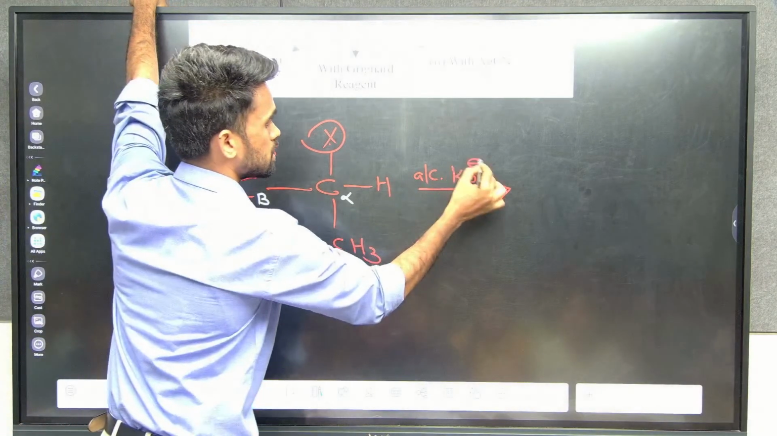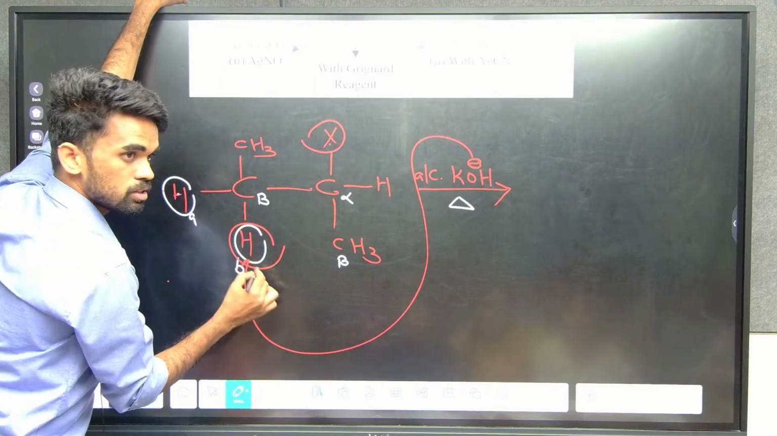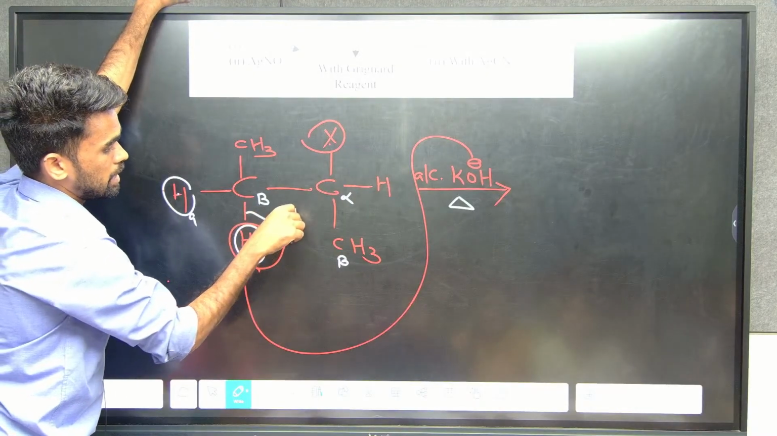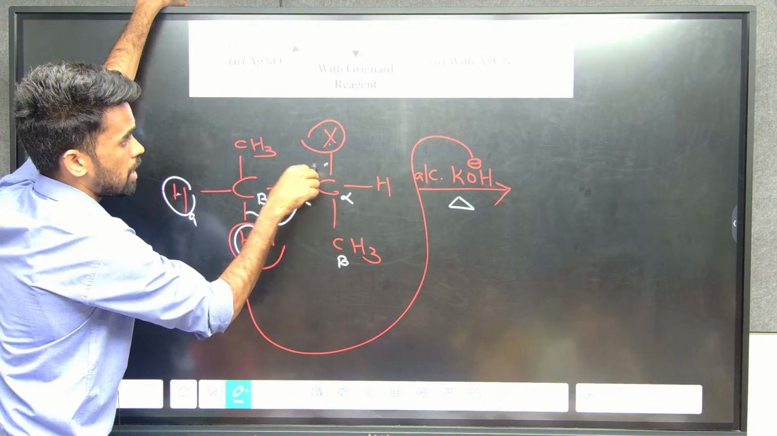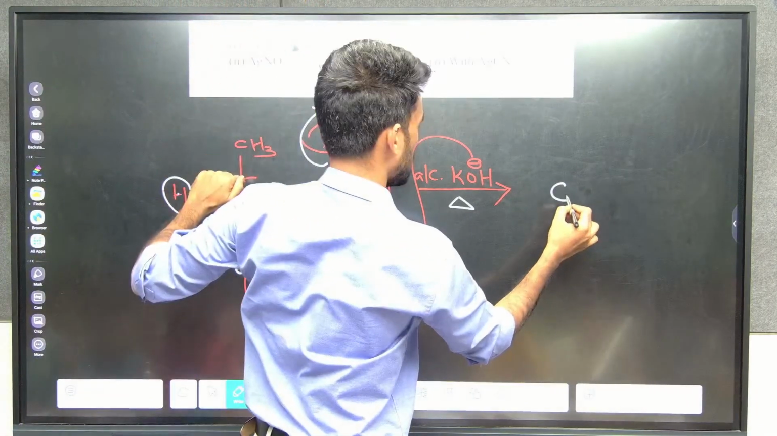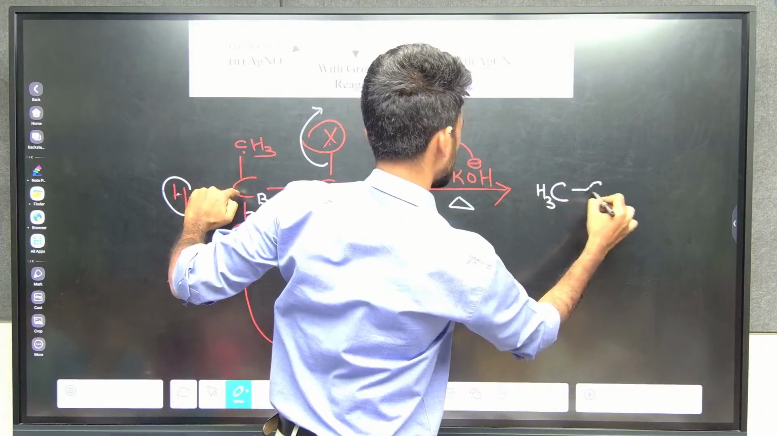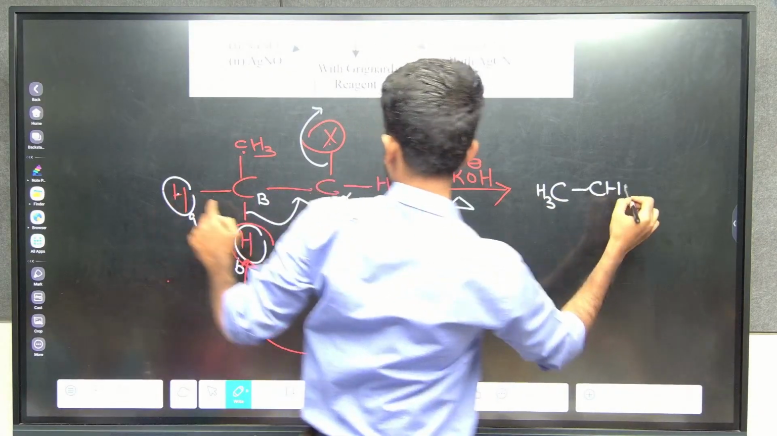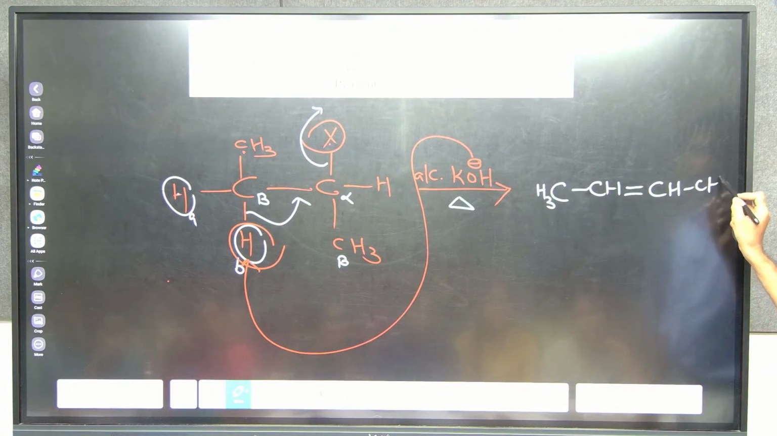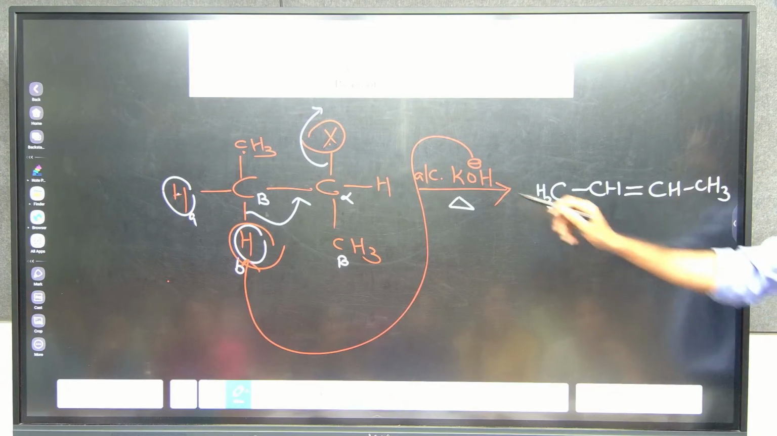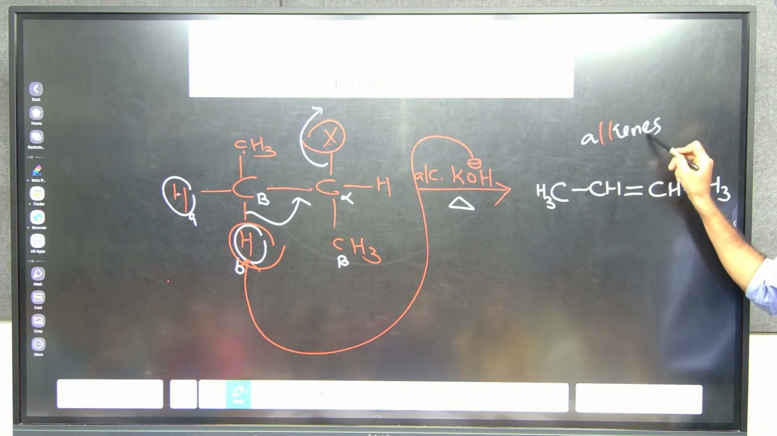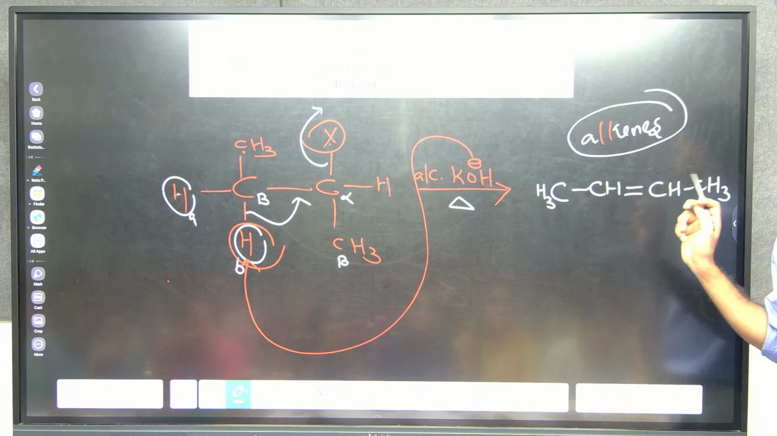So this base, OH minus, will take this proton, this bond will shift here, and the halogen atom comes out as a halide ion. So what is the remaining thing, tell me? CH3 here, this one C, one hydrogen, double bond, CH, CH3. So what is formed in an elimination reaction? Alkenes are formed. Yesterday also we discussed this in the preparation of alkenes.